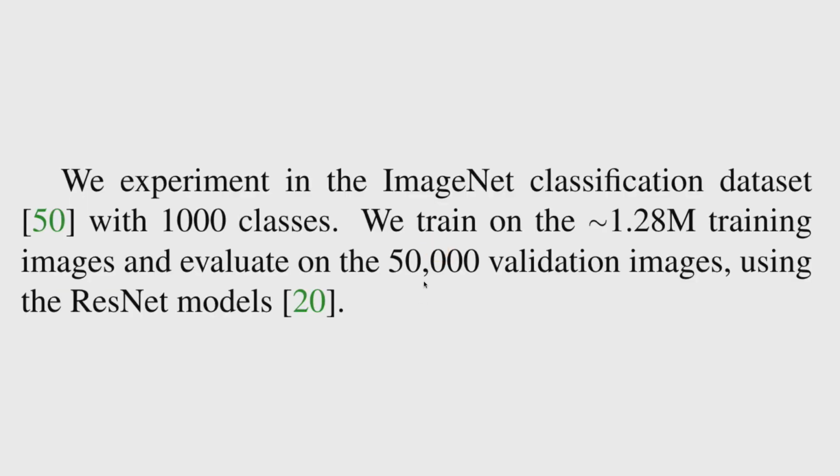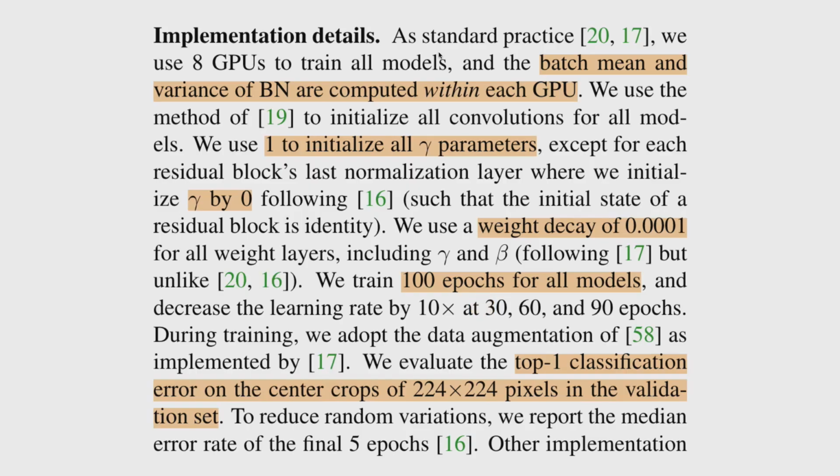Okay, let's go into this experimental setup, and then we'll follow that by results, and then we'll wrap up. So they use the Imagenette classification dataset with 1,000 classes on 1.28 million training images. Then they evaluate on 50,000 validation images, and they use ResNet models. They calculate the mean and variance within each GPU for batch norm. They use 1 to initialize all gamma parameters except the last layer. They have a weight decay value. They train for 100 epochs and decrease the learning rate as the training goes on.